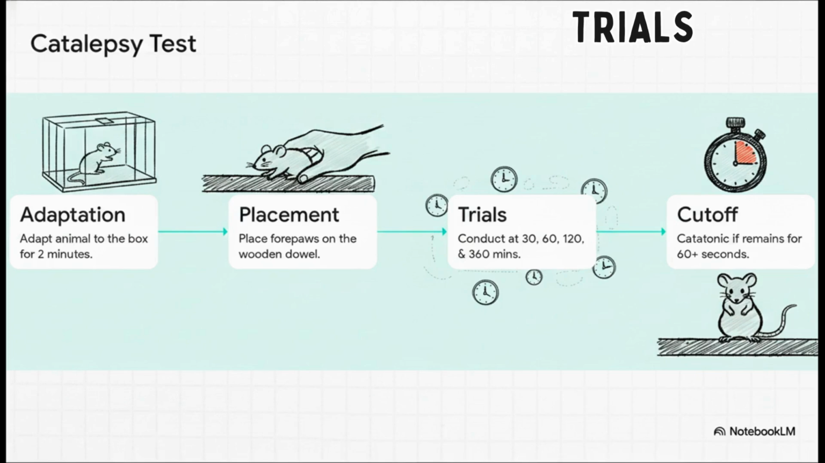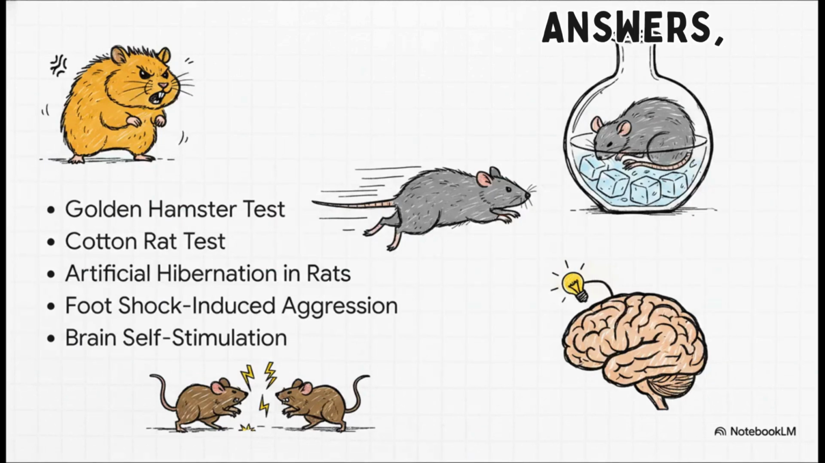You're going to conduct 3 trials per animal at very specific time intervals after dosing: 30, 60, 120, and 360 minutes. The vital parameter observed here is time. You start your stopwatch the exact moment you place those paws. The key cutoff threshold you absolutely need to remember is 60 seconds. If the animal remains frozen on that bar as the clock hits 60 seconds or more, it is officially considered catatonic.